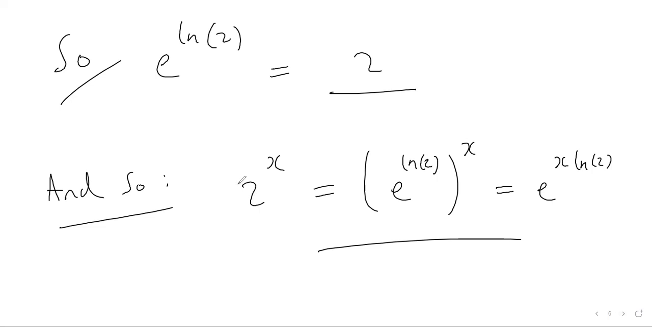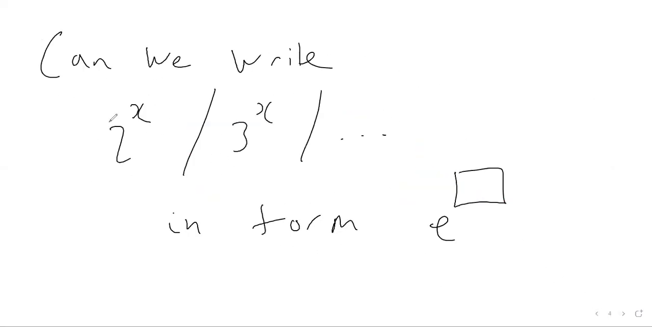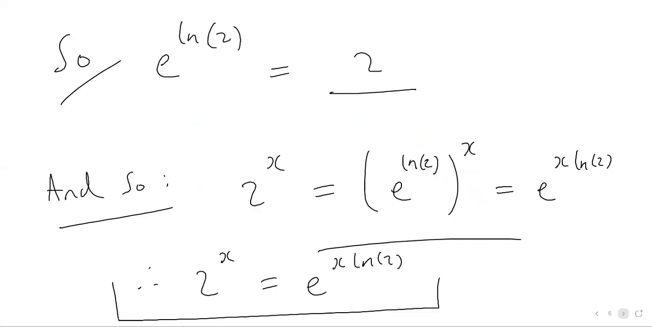So we can then conclude that 2 to the power of x is the same as e to the power of x times ln of 2. Okay, so that's one conclusion that we get. We've now written an exponential with a base of 2 as an exponential with a base of e. So now we've converted this base of 2 into a base of e, and that's the objective of today's video: can we write these bases with different numbers into a base of e? And we'll see why, especially tomorrow, that's going to be useful.